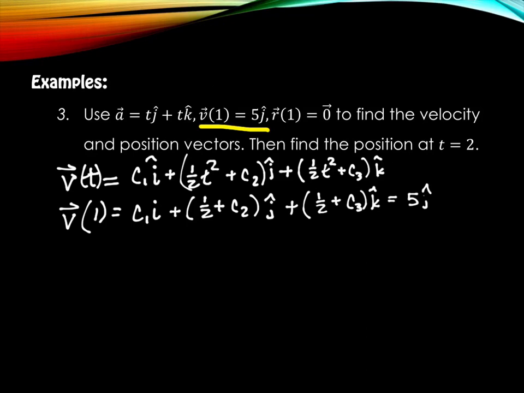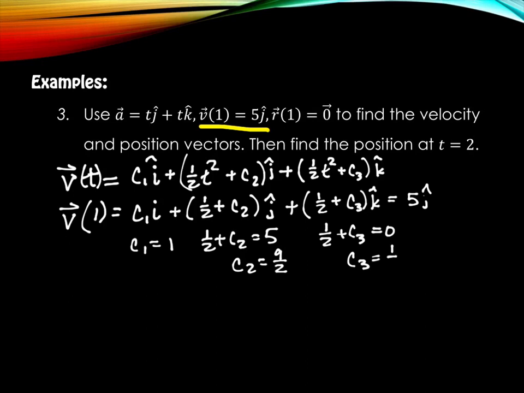In other words, the component for i is 0, so c1 is 0. The component for j is 5, so this is 1/2 plus c2 is equal to 5. So that tells us that c2 is 9/2. And then c3 is that the 1/2 plus c3 has to equal, again, 0. So that tells us that c3 is negative 1/2, there we go.